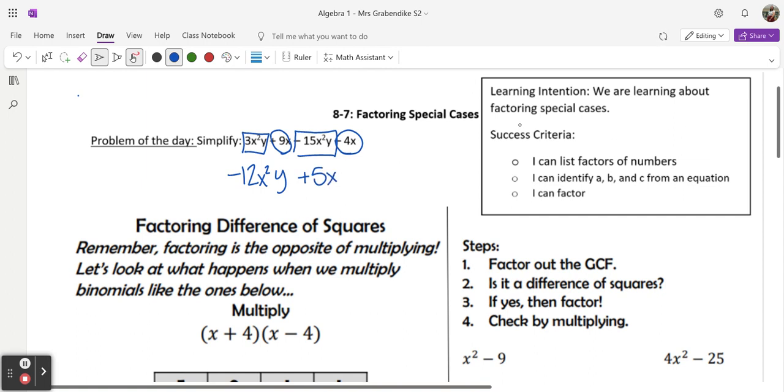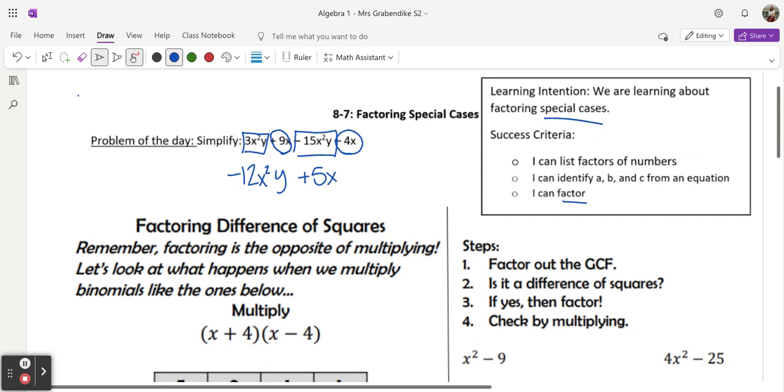So today we are learning about factoring special cases. You will know you are successful when you can list factors of numbers, you can identify A, B, and C from an equation, and you can factor. So we have spent all week talking about factoring, so these are just special cases. If you remember back to when we talked about multiplying and then multiplying special cases, you can just ignore this today and factor like normal.